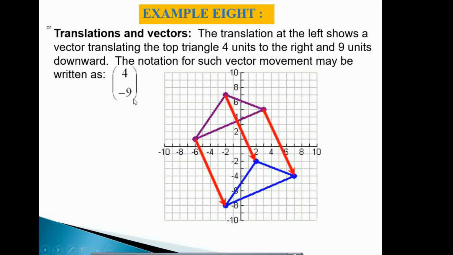So when you're translating, we always add the translation vector to the coordinate of the object, then you get the image. Like we look at this coordinate here, we have (-6, 1). If you add it to this, you'll get this coordinate point, which is (-2, -8). The same you'll do to the rest of the points, then you'll end up having your image at this point.